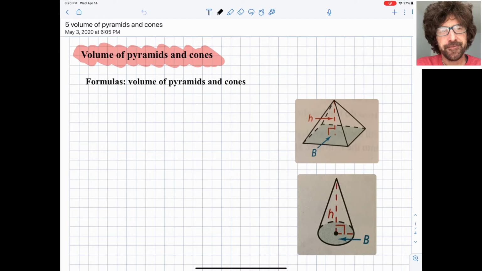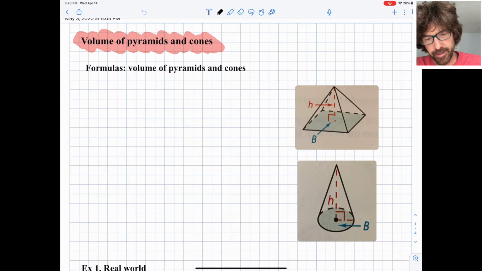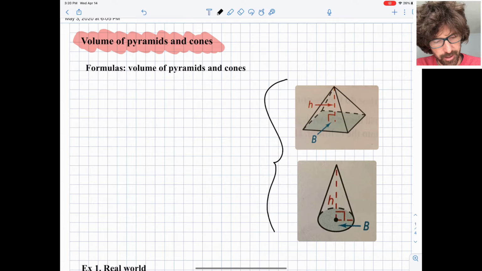All right, this is a video for geometry on the volume of pyramids and cones, and we'll start off with a pretty straightforward formula and then just apply that formula with a few different solved examples. So both pyramids and cones have the identical equation to find the volume, or the identical formula. So we can use one formula.